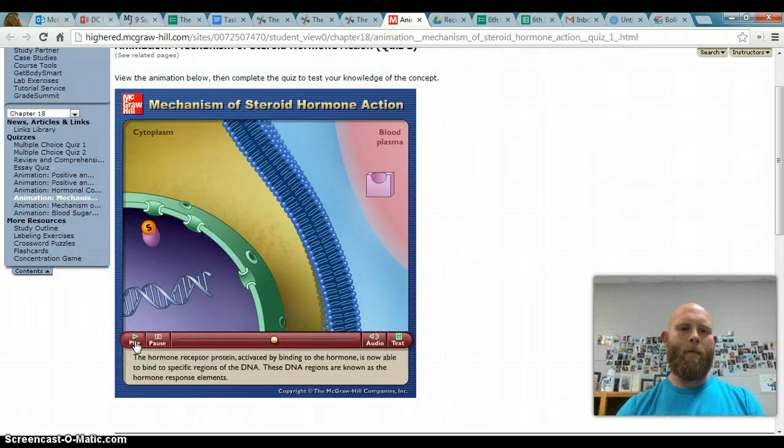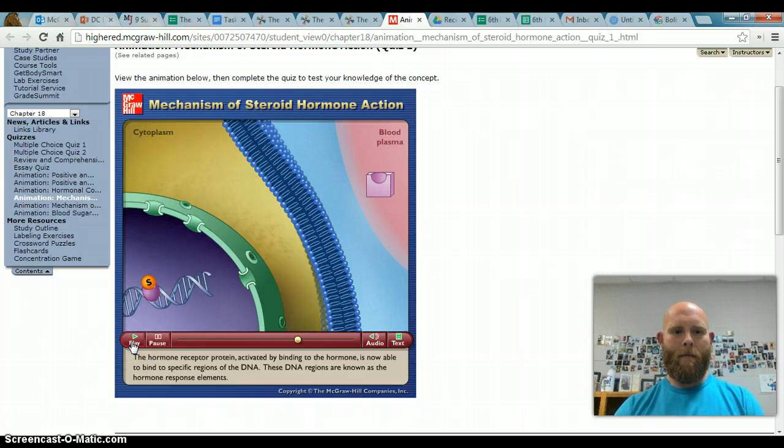All right, pay attention to this, what happens next. The hormone receptor protein, activated by binding to the hormone, is now able to bind to specific regions of the DNA. Now understand, to make it a little bit easier to understand, they've omitted a ton of different enzymes that are going to be involved here. But because of this certain molecular shape and the other enzymes involved, it specifically attached to a certain region of the DNA molecule, and it's going to start or initiate or promote transcription. That just means they're going to make a copy of the instructions to be used out in the cytoplasm to build a protein from. So watch this.